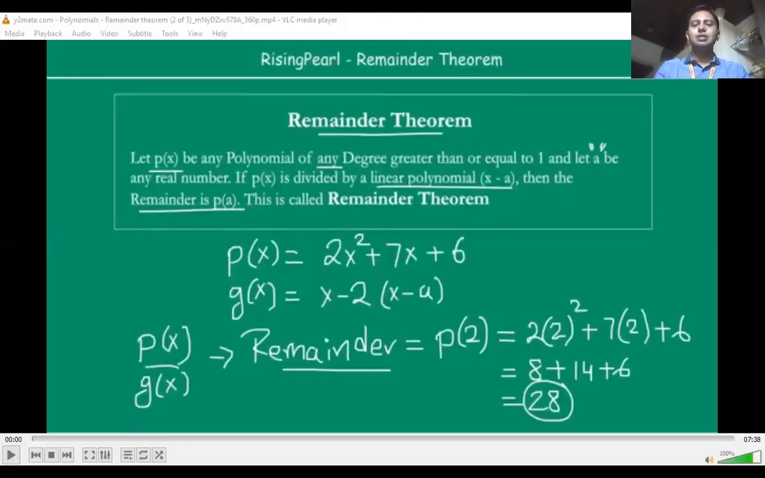As we had seen this question in the previous class, p(x) is equal to 2x square plus 7x plus 6 and g(x) is equal to x minus 2. So the remainder will be p of 2, that is 2 square plus 7 into 2 plus 6, that is 8 plus 14 plus 6, that is 28. So the remainder theorem says that p(x) be any polynomial of degree greater than or equal to 1 and a be any real number. If p(x) is divided by a linear polynomial x minus a, then the remainder is p of a. This is called the remainder theorem.